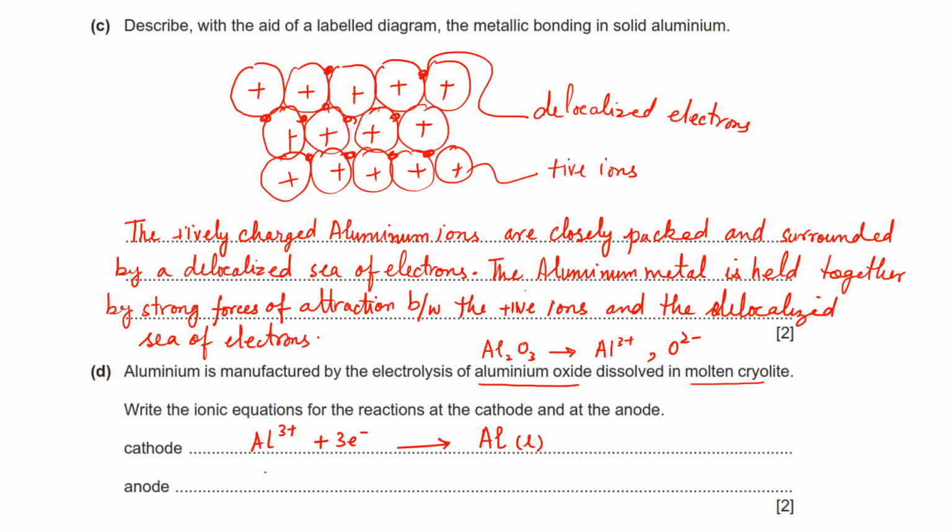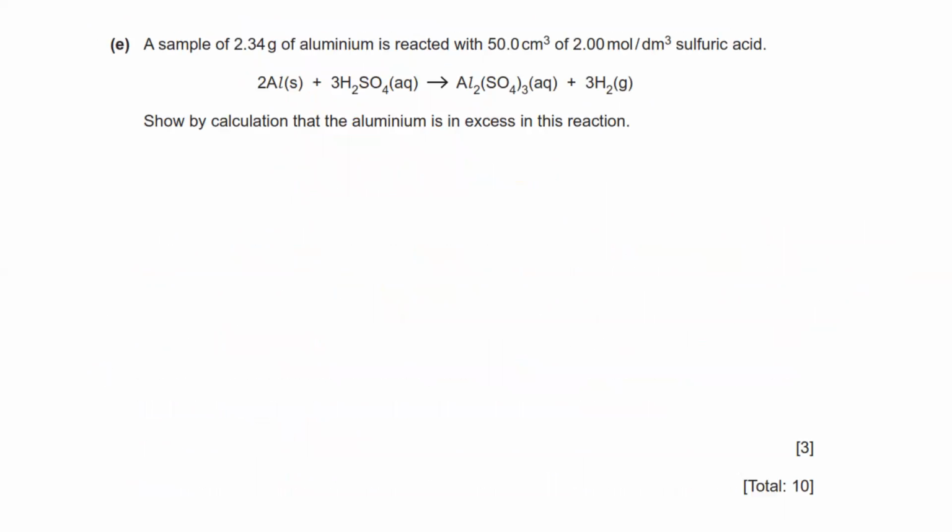At the anode, the negative ions, oxide O2-, will come. They will lose electrons, 4 electrons, and become oxygen gas, O2. Again, this is in gaseous form. So these will be the two ionic equations for this case. Remember, we have to write the ionic equations.